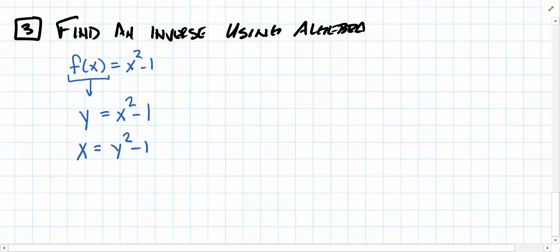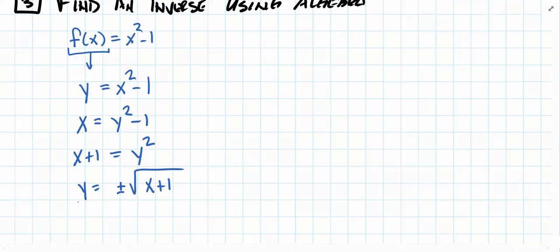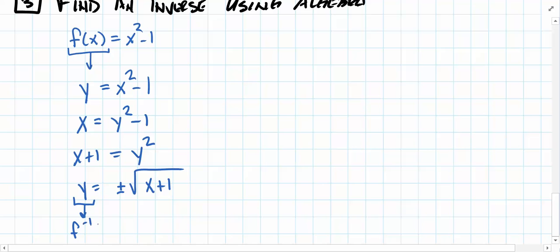Alright, good. Okay. So then if I want to solve this for y, I would get x + 1 gives me back y². But then y will be equal to plus or minus the square root of x + 1. So what did we just find? What's this thing called? The inverse. So we're going to write it as f inverse of x is now equal to plus or minus the square root of x + 1.